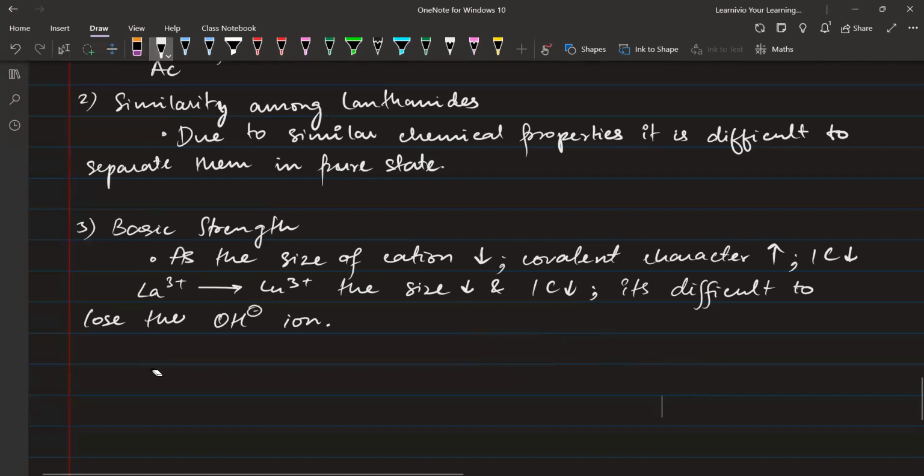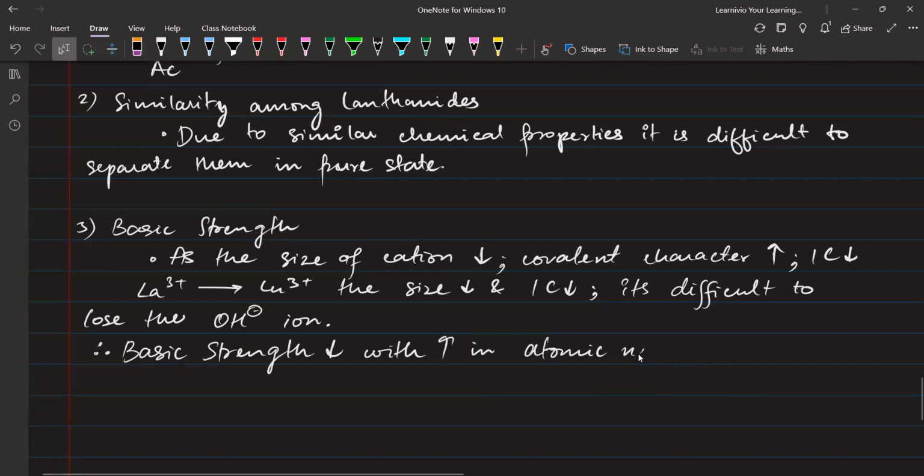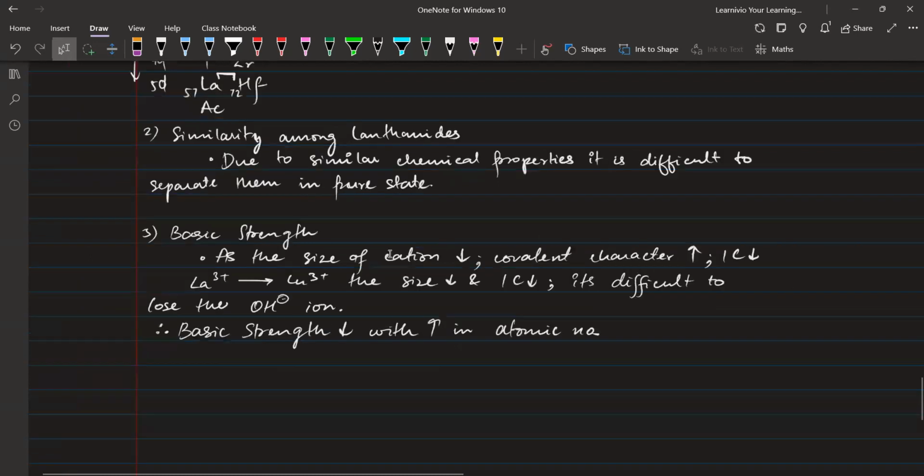That is why we have written this earlier also. Therefore, we can write basic strength decreases with increase in atomic number. Okay? Okay. Copy this down. Raise your hand once you're done.